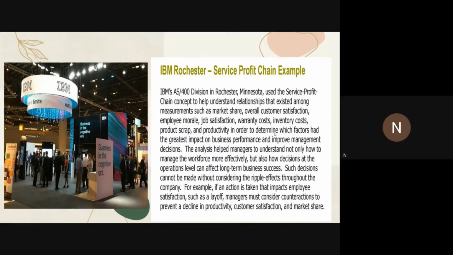So basically, in order to link service and profit, managers have to know how to manage employees effectively. It has to be ensured that decisions at the operational level can affect long-term business success. This is an example of how actions taken impact employee satisfaction, which impacts the way they provide services. It will impact customer satisfaction and lead to customer loyalty. In the end, it will improve the company's profit and growth.